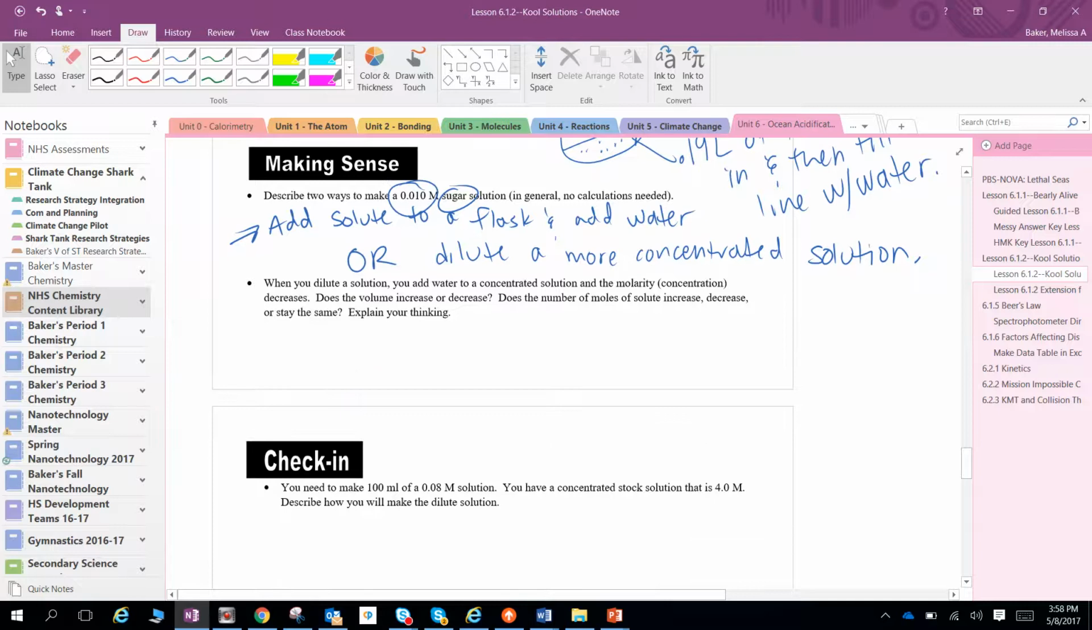When you dilute a solution, you add water to a concentrated solution and the concentration decreases. But the volume goes up because you're adding water. The number of moles stays the exact same. You're not changing that. You're just changing how much space they have in the solution. So if they can spread out more, it's more dilute. Sort of like the Kool-Aid. When you drink a watered down Kool-Aid, it doesn't taste as good because not as many sucrose molecules are flooding your taste buds as when you have Kool-Aid that's the correct concentration.